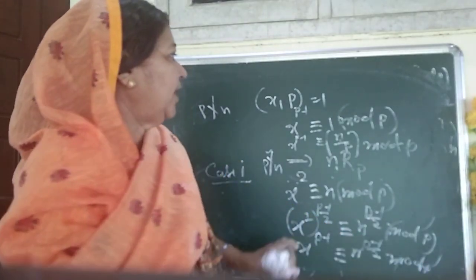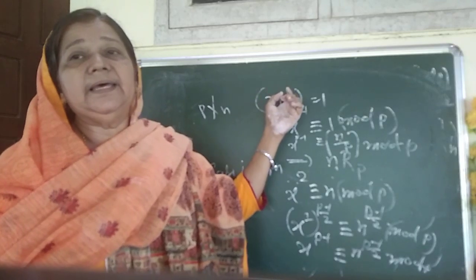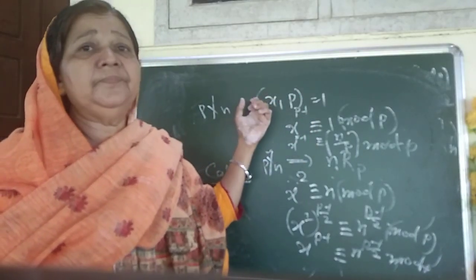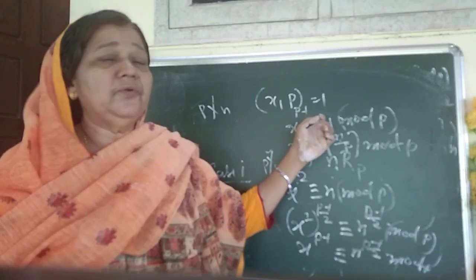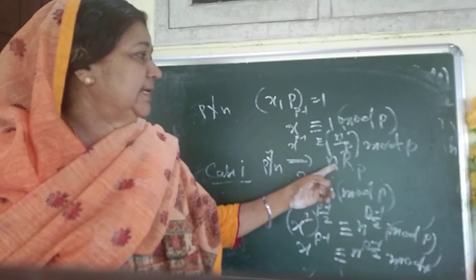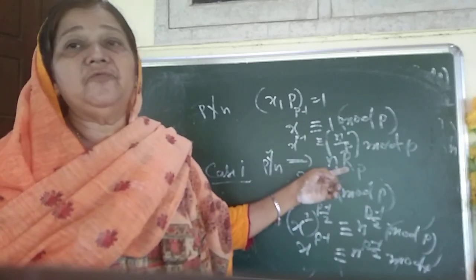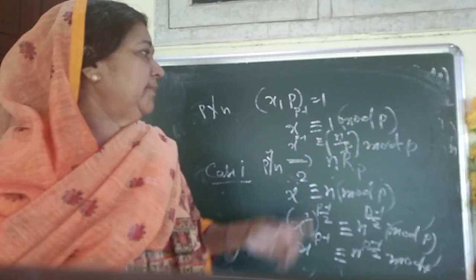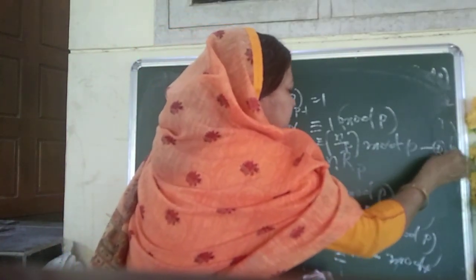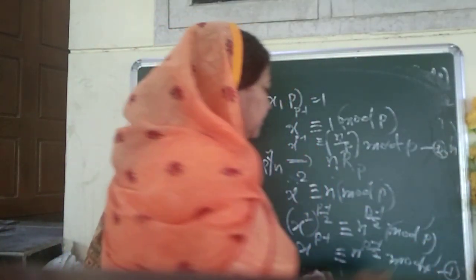That is equation 1. Again, since x and p are relatively prime, by Fermat's theorem, x raised to p minus 1 is congruent to 1 mod p. But since n is a quadratic residue mod p means n by p equals 1, therefore x raised to p minus 1 is congruent to n by p modulo p. That is equation number 2, and the earlier one is equation number 1.